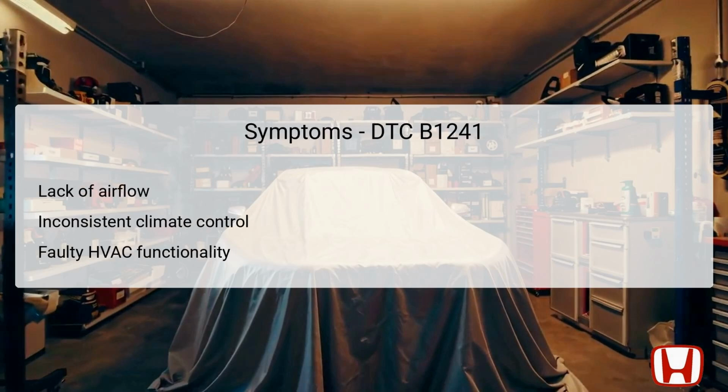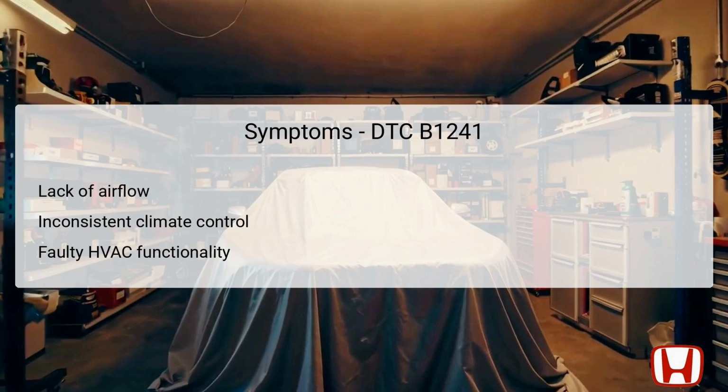The presence of DTC B1241 can result in several noticeable symptoms affecting the vehicle's usability. One of the primary symptoms is a complete lack of airflow from the climate control system, which indicates that the blower motor is not operating. This can lead to discomfort, especially in extreme weather conditions where regulation of cabin temperature is essential. Inconsistent climate control may also manifest, where the blower operates intermittently or at different speeds than commanded, suggesting potential faults in the motor or control unit.